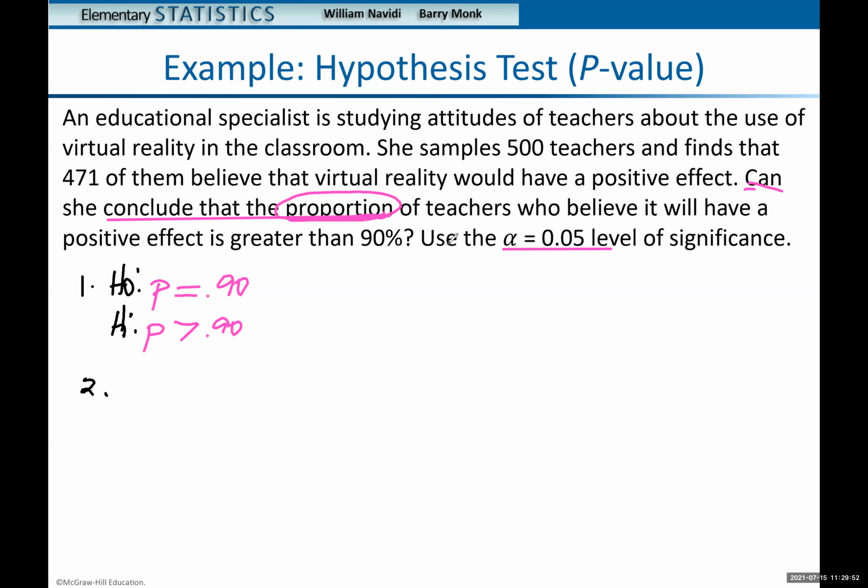Step 2, given, you just have to copy. Alpha is 0.05. Then step 3, like I said, the shortcut is 1-PropZTest.